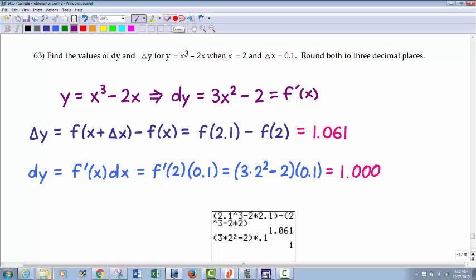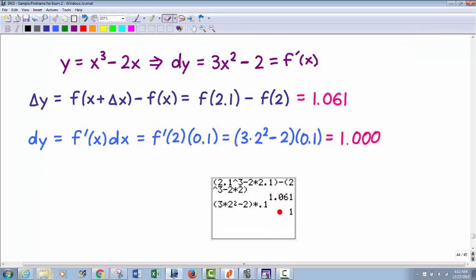You're using dy to approximate delta y. But dx and delta x are the exact same thing. It's just the change in x. So x is 2. You come down here, so I'm trying to find f prime of 2 times that dx, which is delta x, which is 0.1. So I put 2 into that derivative: 3 times 2 squared minus 2 times 0.1, which is exactly 1, but using 3 decimal places makes it 1.000.